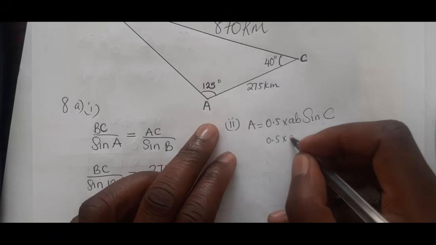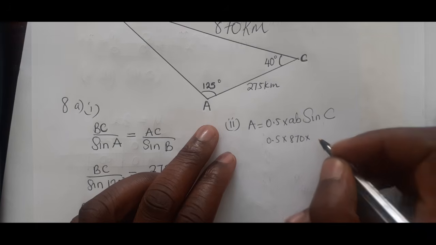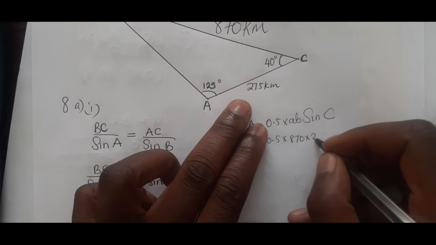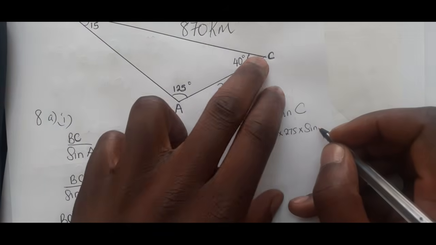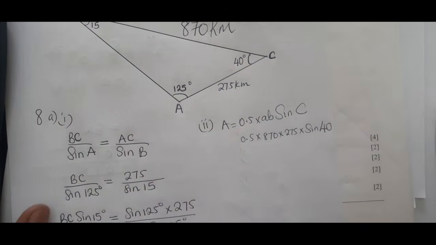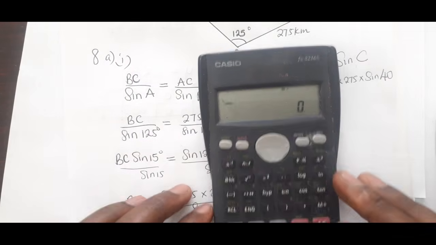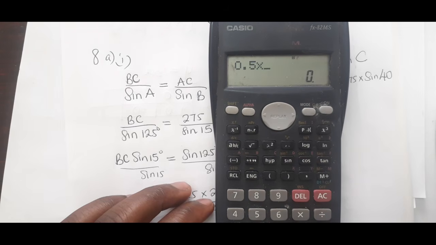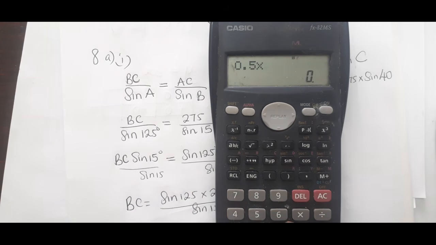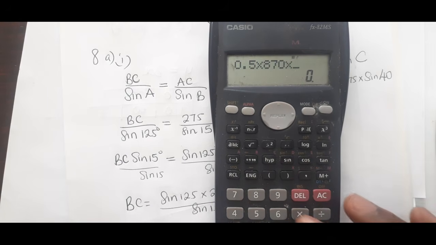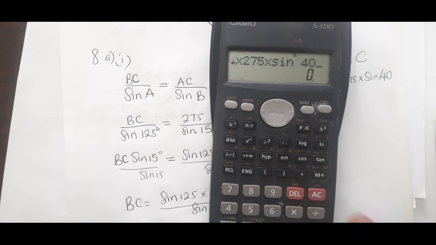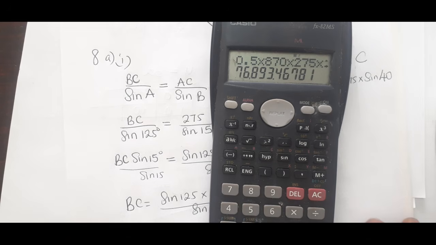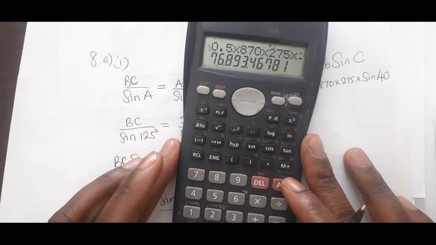So 0.5 multiplied by what is our A? Our A is 870. Our B is 275 multiplied by sine the angle which is at C here, 40. Then we can let the calculator do the job. 0.5 multiplied by 870 multiplied by 275 multiplied by sine 40. So what are we going to get?